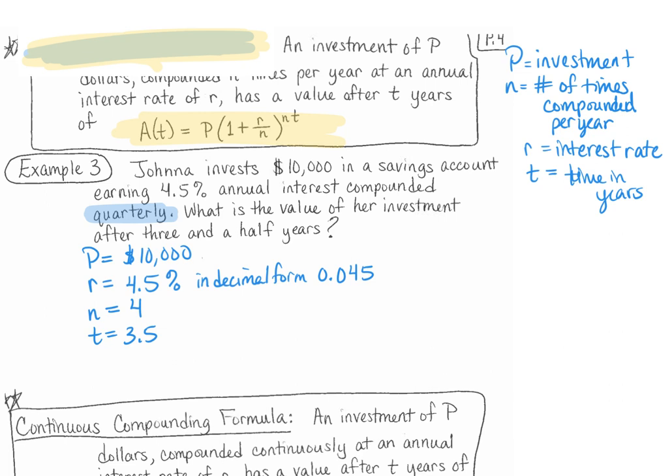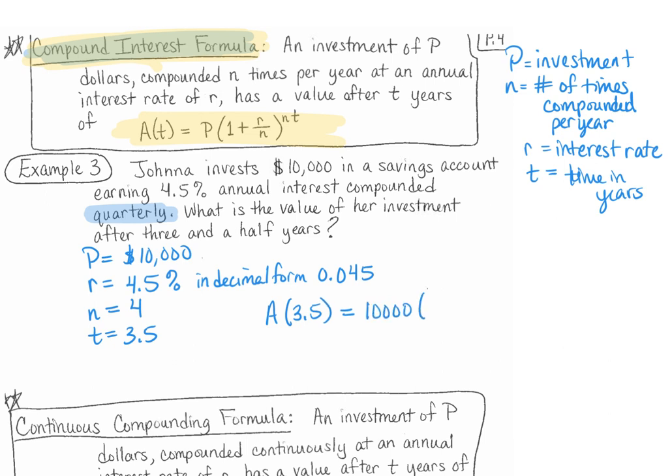Okay? So here we are going to say A of T we know is what? 3.5. So A of 3.5 is equal to what? 10,000. Good. Parentheses 1 plus 0.045 over 4, raised to the 4 times 3.5. Good.